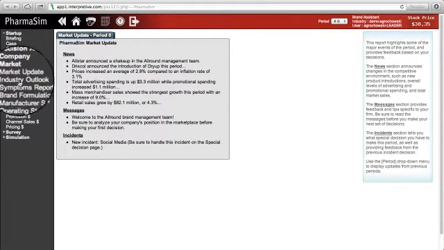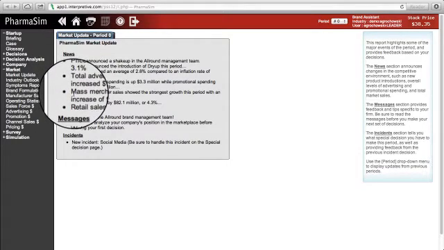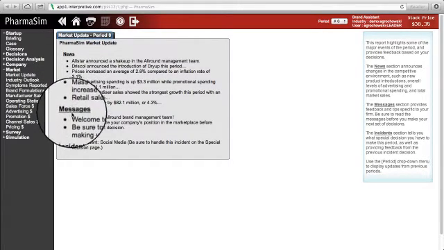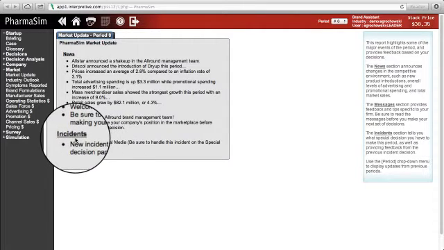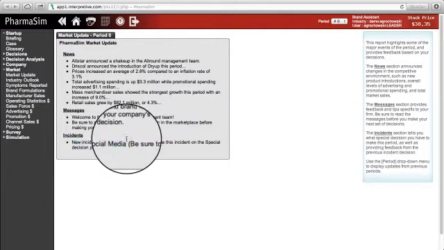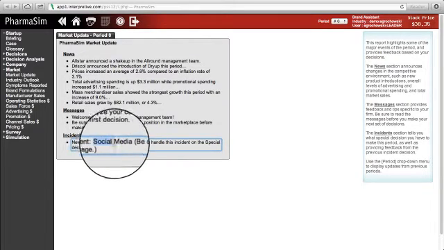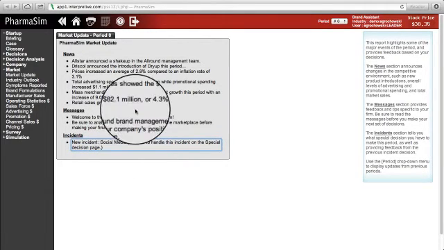And so here under market update, it just gives you some different pieces. Incidents, new incident, you'll have the social media incident that you're going to have to complete. What I'm going to do now is I'm basically going to go through the entire decision process, making a decision.